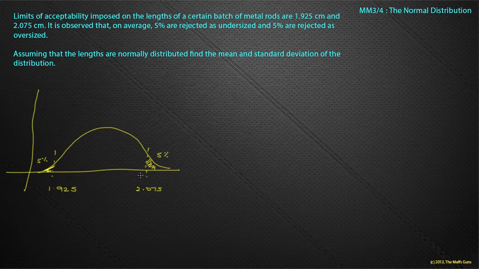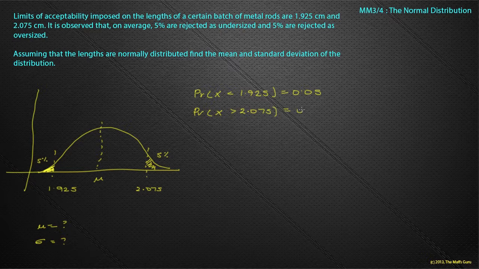It's now saying, assuming the lengths are normally distributed, find the mean and standard deviation of the distribution. Wow, okay, so we don't know mu, and we don't know sigma. So I'm going to write mu equals question mark and sigma equals question mark. We know that the bottom 5% fit into this section here. We know the probability of x being less than 1.925 is equal to 0.05, and we know the probability of x being greater than 2.075 is equal to 0.05.